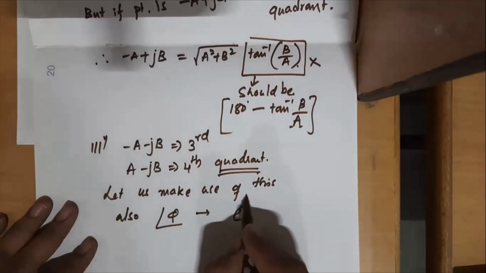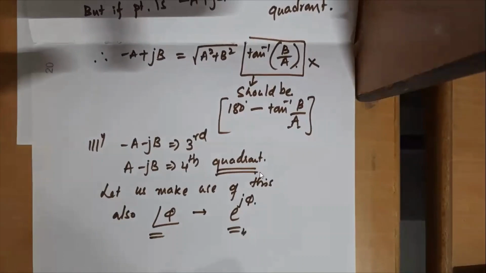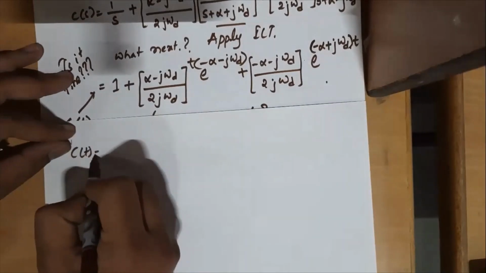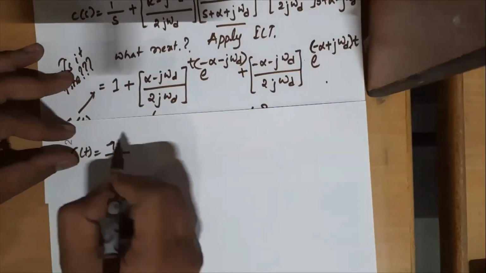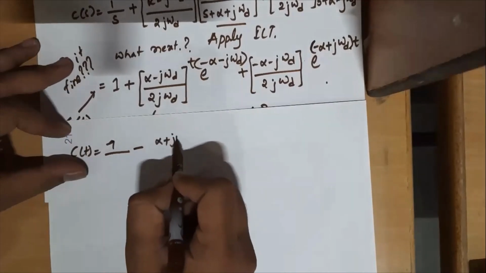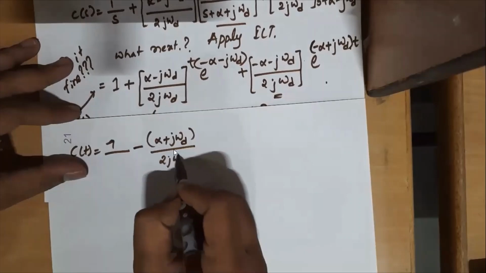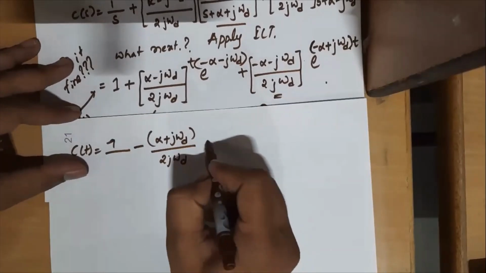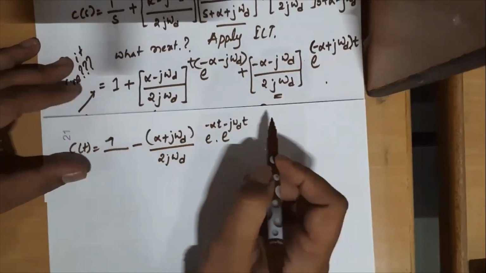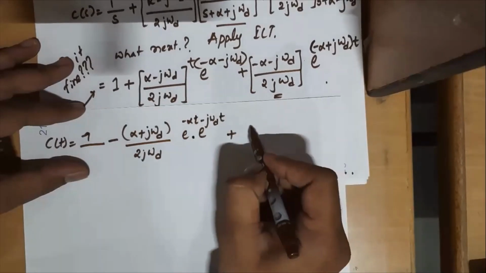And we also know angle phi is written as e raised to j phi, and one can make use of this in our step. So that was a brief introduction to complex numbers, and we will follow those techniques in our simplification step. So I will take this term and rewrite it as alpha plus j omega d by taking negative as common, divided by 2j omega d. Therefore, it is e raised to minus alpha t minus j omega dt. Then I will write this expression here.